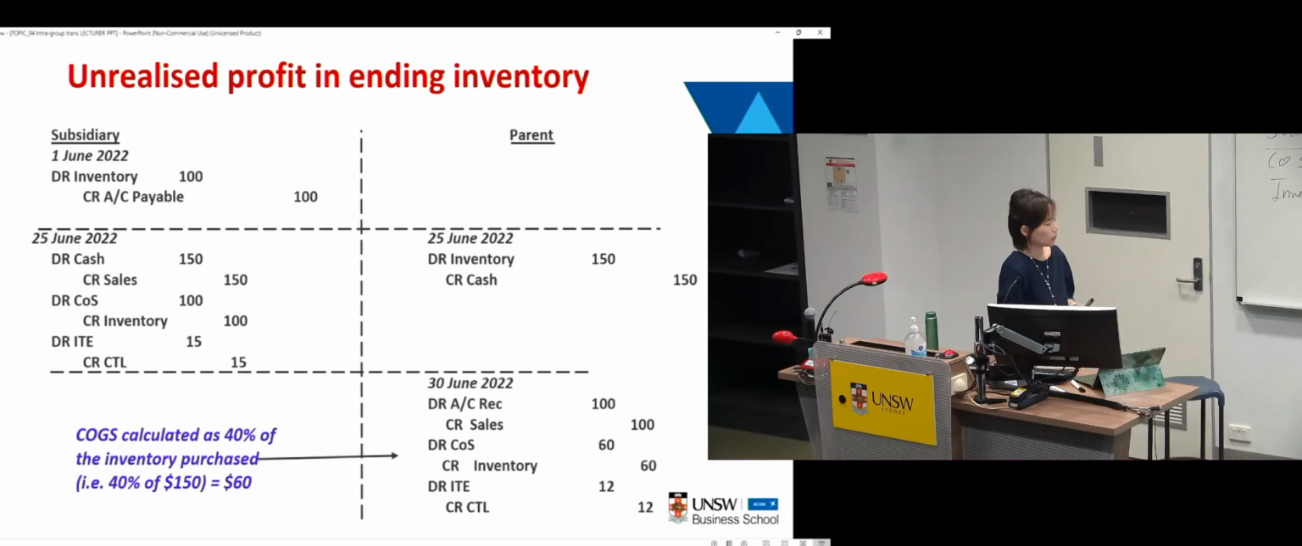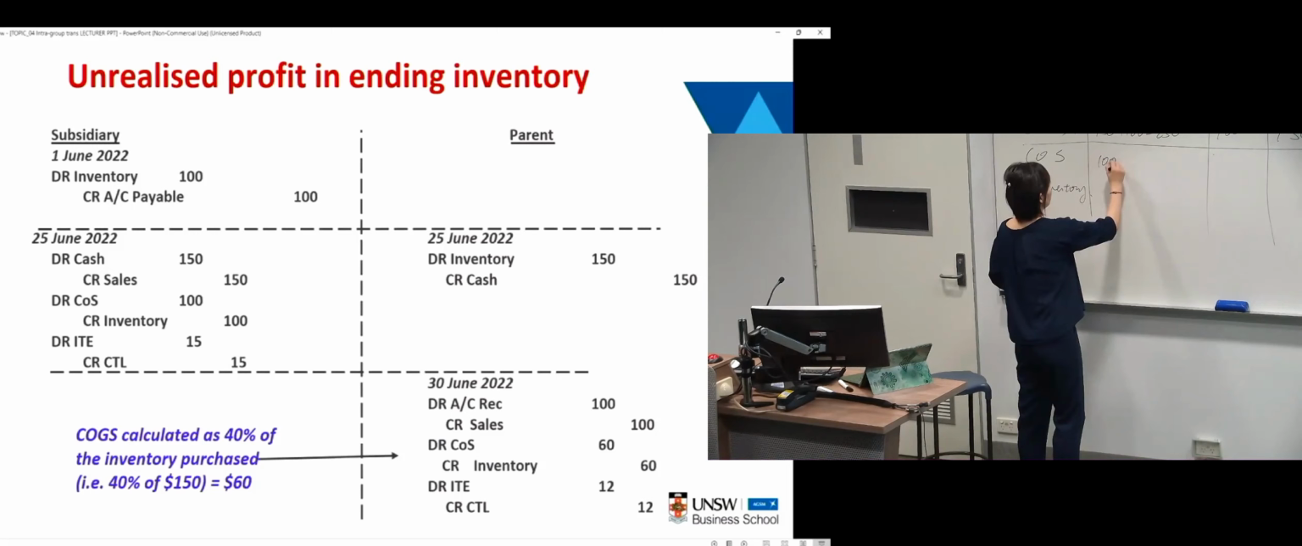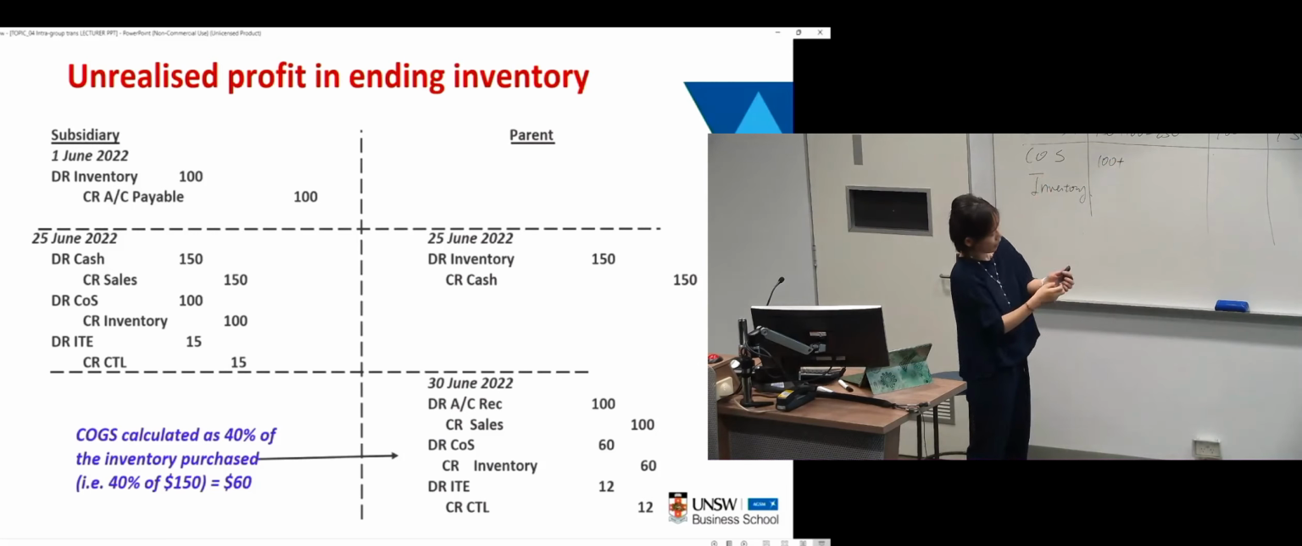Okay. Now then move on to cost of sale. So what is the total cost of sale? 100 here, right? In the record of subsidiary plus 60 record by parent. So it's 160. So what is the amount of cost of sale that should be reported by the group? 60. Take a second thought. What is the original cost of this item to the group? 100. So percentage inventory sold, 40%.